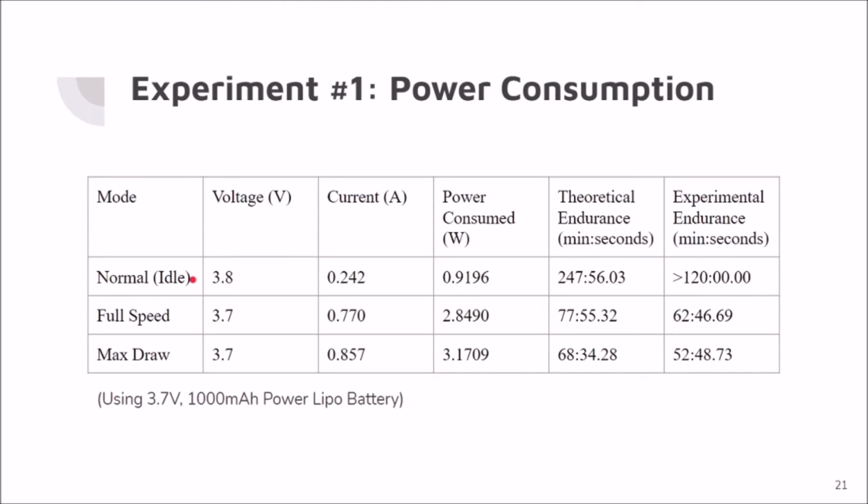First mode, normal mode or idle, is just running the Raspberry Pi, and we found that it easily could be run over 2 hours and still had enough battery, so we just stopped it and said this would be successful since it's over 60 minutes.